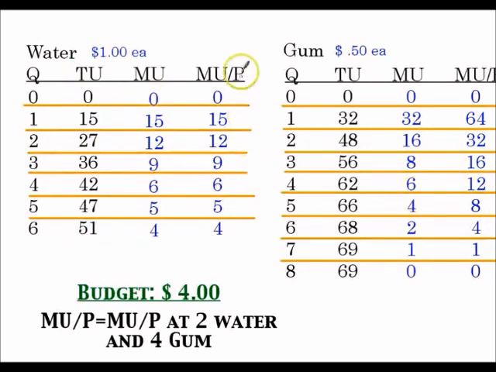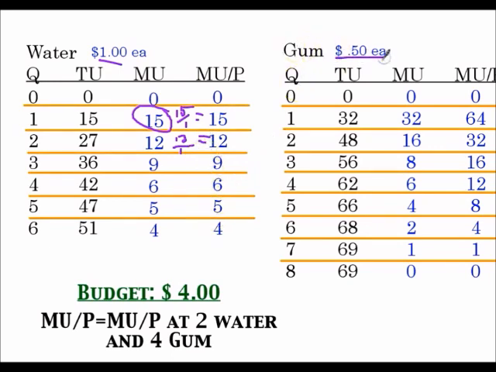Now, MU over P, very simple. Now we've calculated marginal utility. Let me change colors here. We've calculated marginal utility. You take 15 and you put it over the price tag, which is $1, which is 15. 12 marginal utility over the price tag, which is $1, equals 12, and so on.